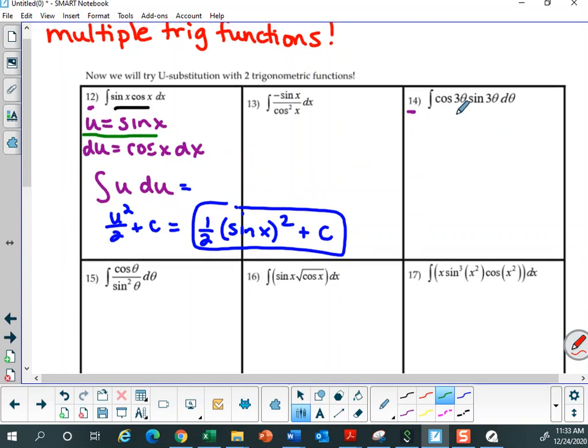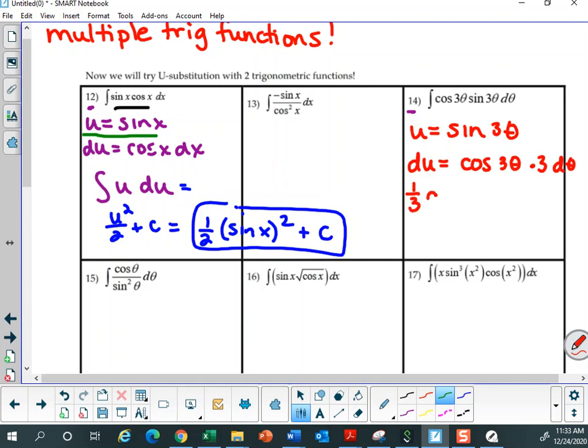Now, when you've got slightly more complicated expressions, like when u is sine 3 theta, as we have on number 14, one way to approach that, you have to remember that the du would be cosine 3 theta times 3, because of a little bit of chain rule.